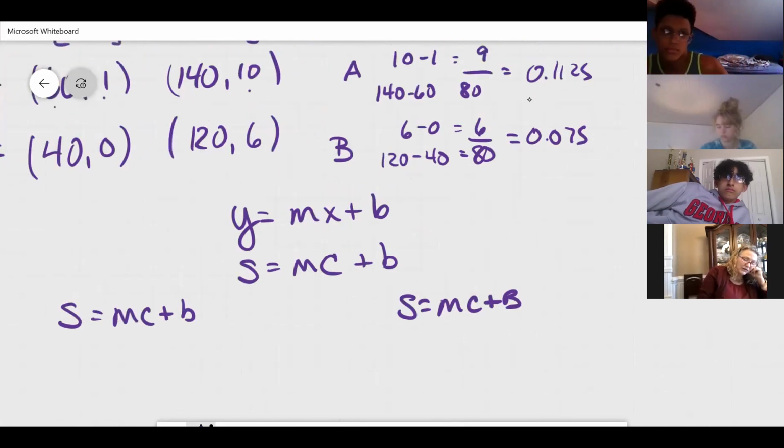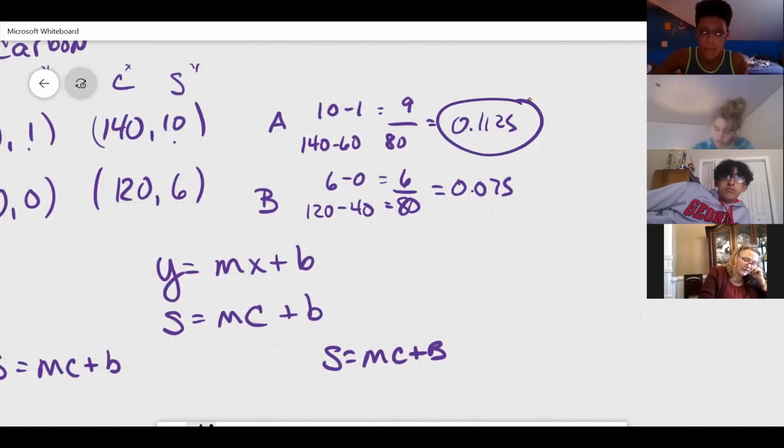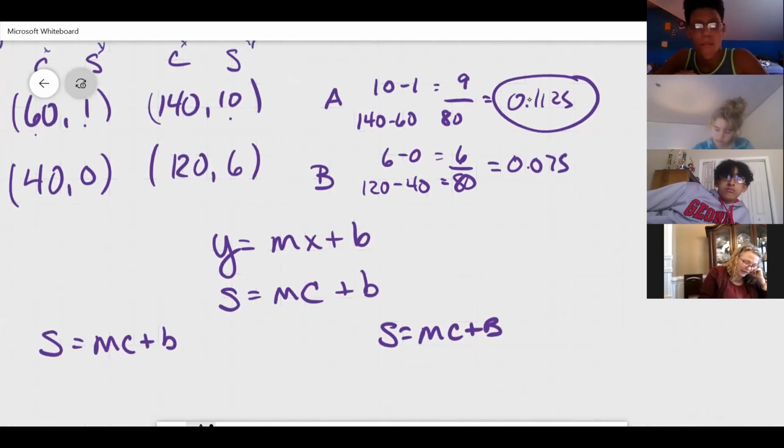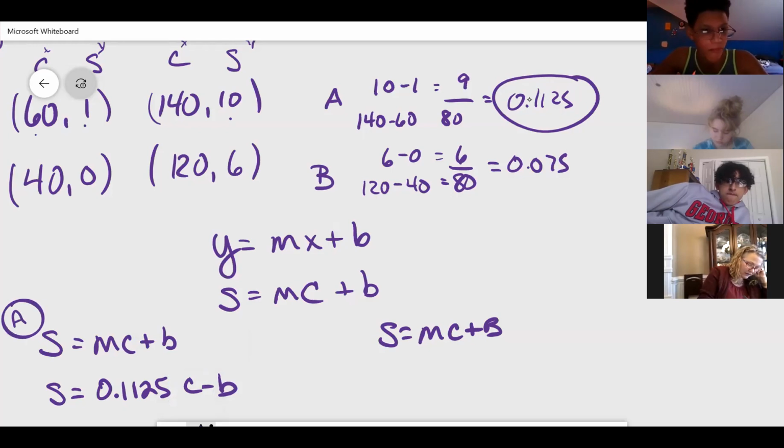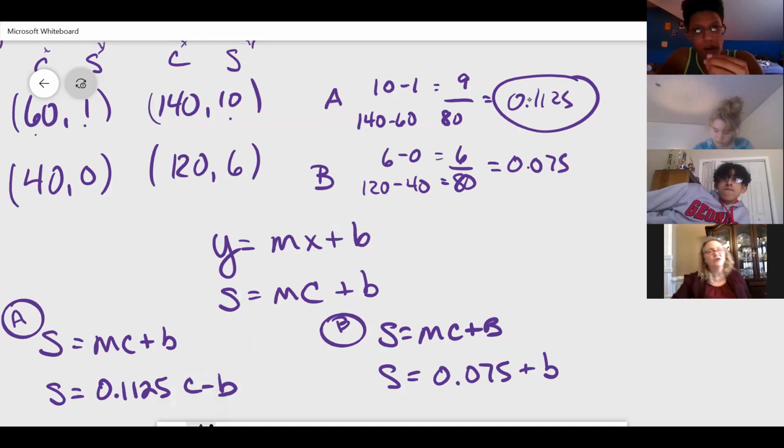Okay, with this first line, this is my slope for line A, so I'm going to put that in here: S equals 0.1125 C plus B. This over here is line B, so S equals 0.075 C plus B. Then you're going to do the same thing that we've done before when we're trying to find the equation of a line.